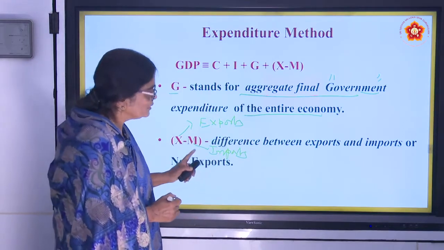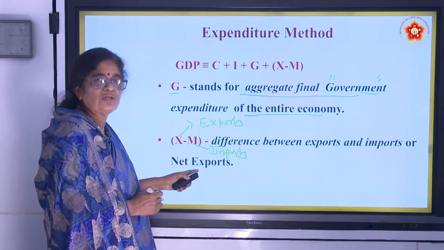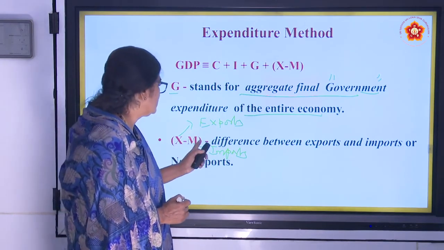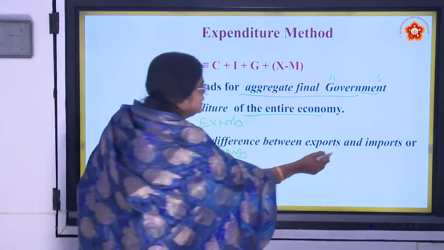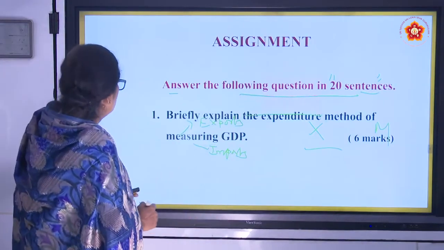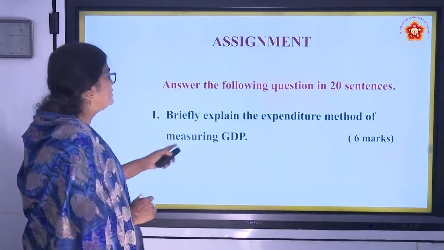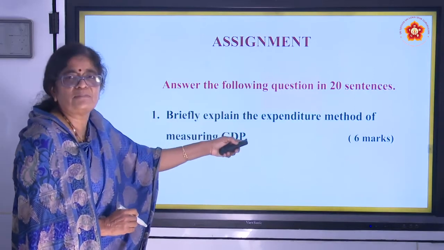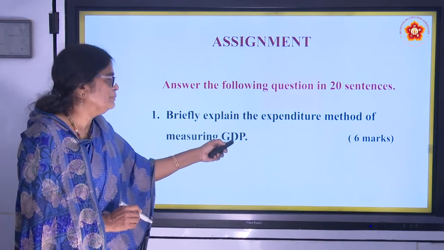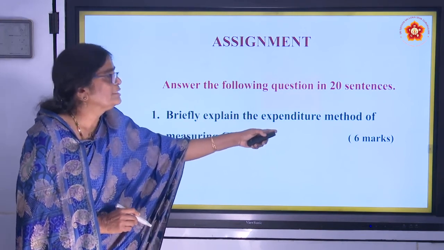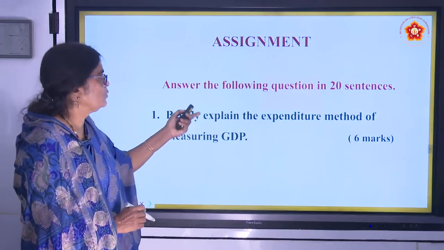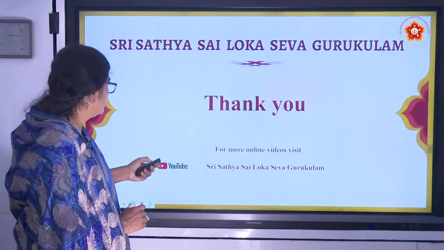Some books will say net exports instead of X minus M. Or otherwise, we can say the difference between exports X and imports M. And this is the question that is always asked in the board exam: briefly explain the expenditure method of measuring GDP. 6 marks, 20 sentences. Please go through this video and explain it. The answer is already explained in this video.